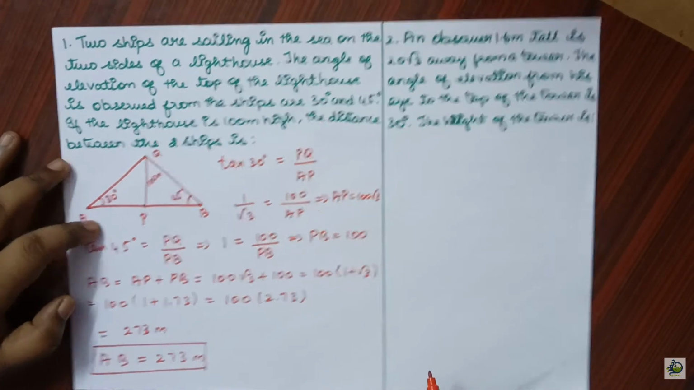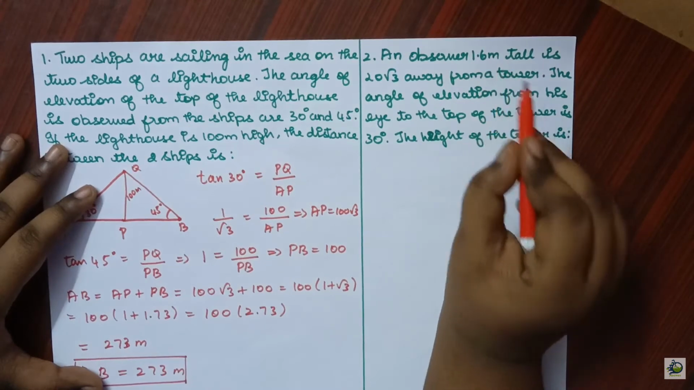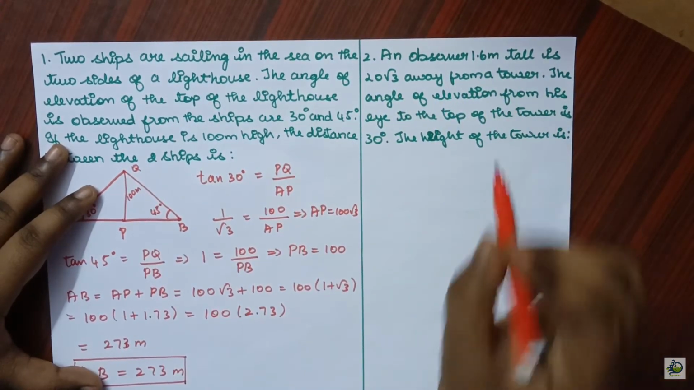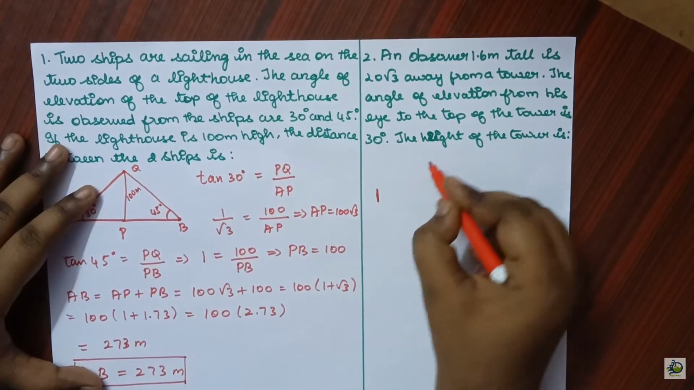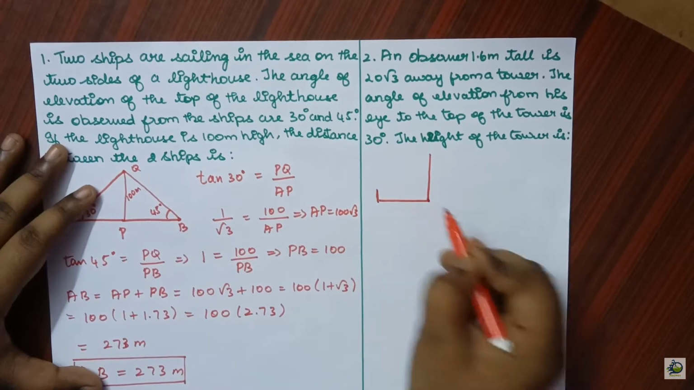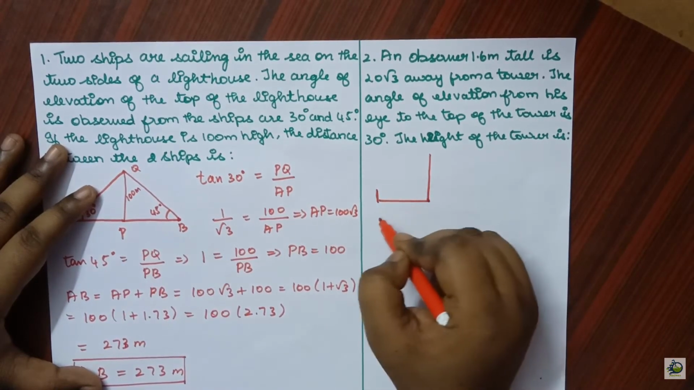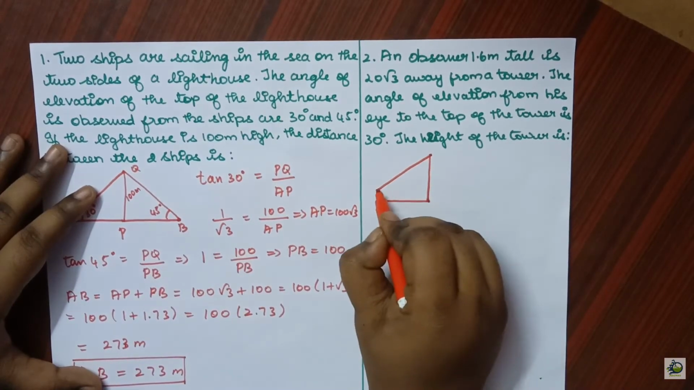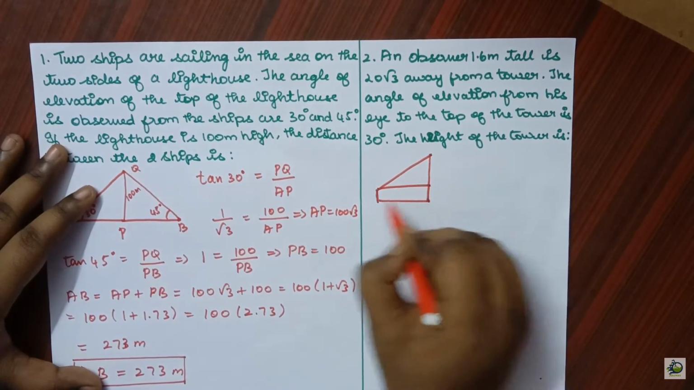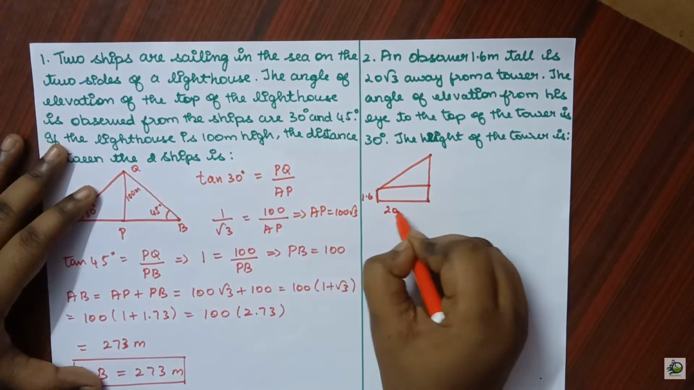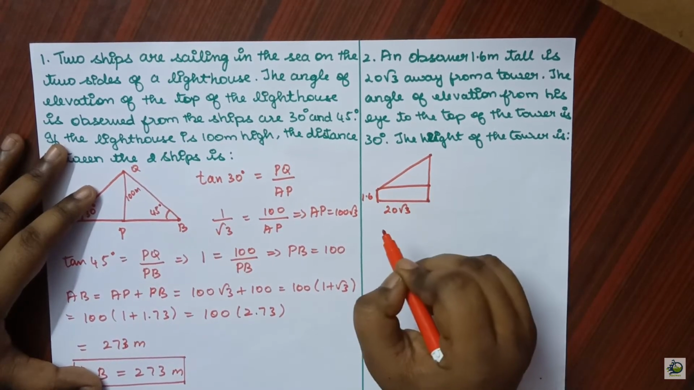Let's move on to the next sum. An observer 1.6 meters tall is 20 root 3 meters away from a tower. So an observer is standing and watching a tower. So this is the distance between the tower and the man. He is watching the top of the tower. So this is his height. His height is 1.6 meters and he is 20 root 3 meters away from the tower.